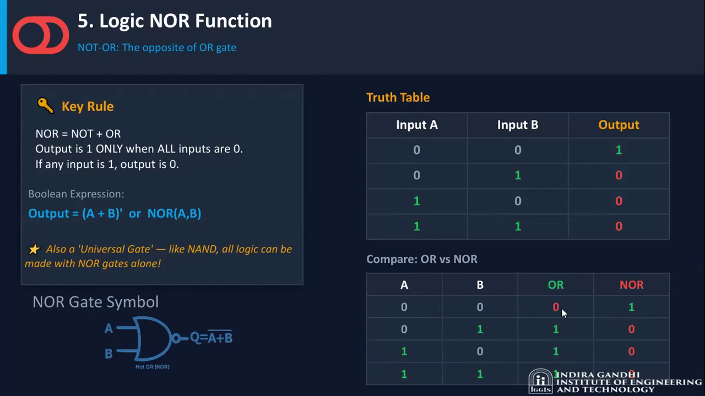If the OR gate output is 0, the NOR gate will be 1. If the OR gate output is 1, the NOR gate will be 0. For OR, if any one of the inputs is 1, we get an output 1. But for NOR, if any one of the inputs is 1, the NOR gate output will be 0. So the NOR gate is also called a universal gate, because all the logic can be made with NOR gates alone.